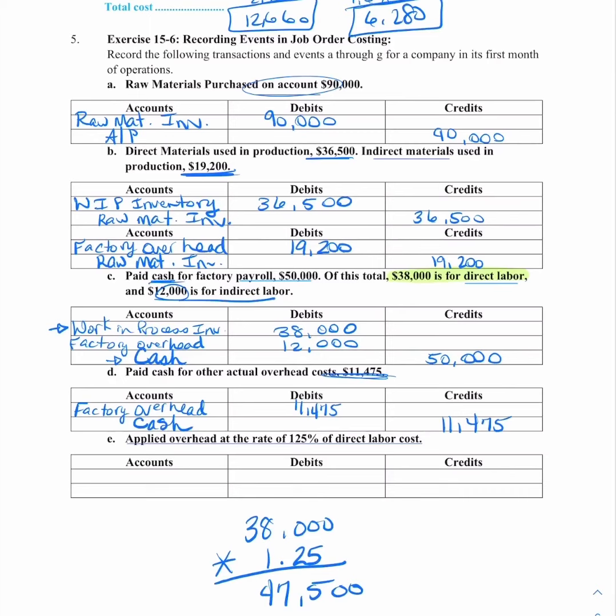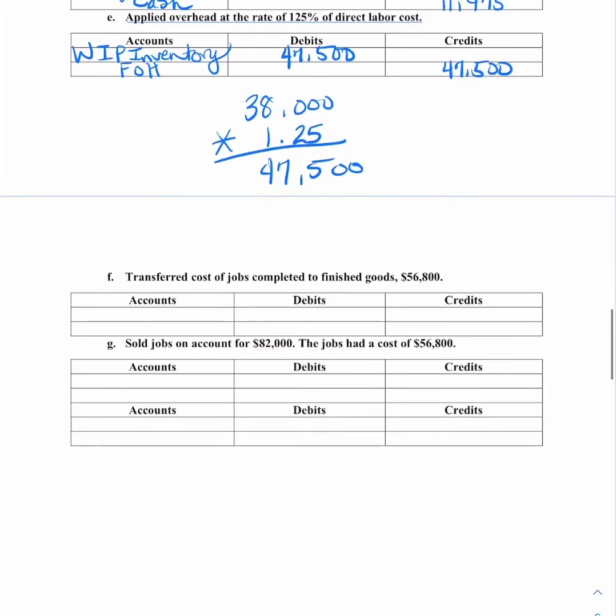So when you do this, how does this work? Well, just as we've seen every other time we've applied overhead, we're going to debit the work in process inventory account, and we will credit the factory overhead account, and in this case, both for the $47,500. And so that brings you to the end of that part of this question. Now we've got a couple more pieces to this question here. So next we need to see how we handle the transfer cost of jobs completed to finished goods.